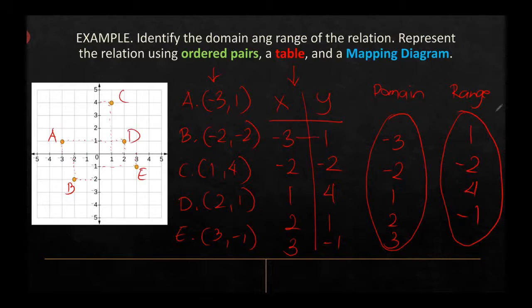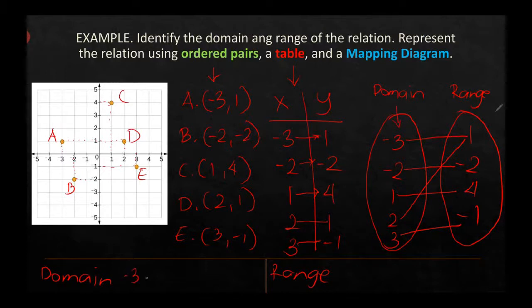So negative 3 is paired with positive 1, negative 2 to negative 2, 1 and 4, 2 and positive 1, and 3 and negative 1. Okay, so now let's list down the values of our domain and the values of our range. For our domain, we have negative 3, negative 2, 1, 2, and 3. And the values of our range are 1, negative 2, 4, and negative 1. So again, with the use of this detail, we can represent this graph as ordered pairs, a table, and a mapping diagram.